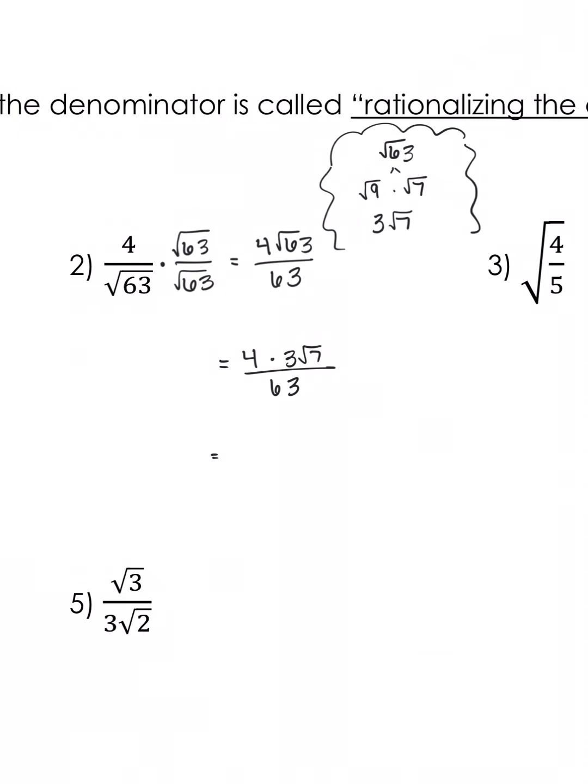Now in my numerator, I can multiply my plain numbers. 4 times 3 is 12. So I get 12 radical 7 over 63. I can actually even take this one step further. 12 and 63 can both be divided by 3. So this would be 4 radical 7 over, oh, I should have grabbed a calculator. 63 divided by 3, oh, it's 21. So that's my answer completely simplified.